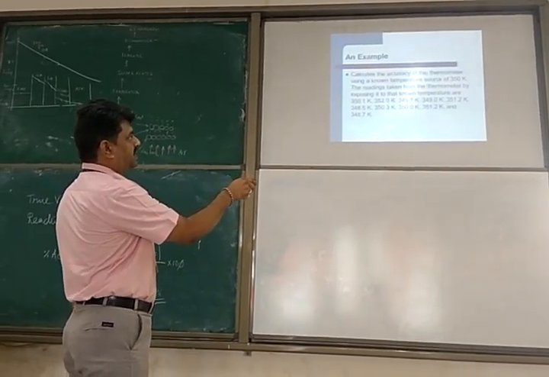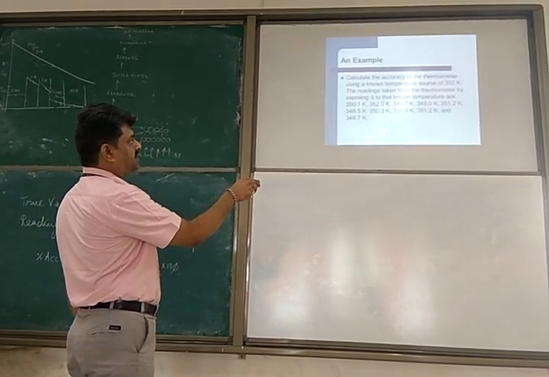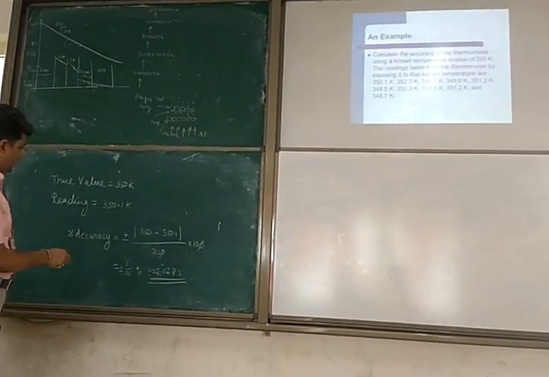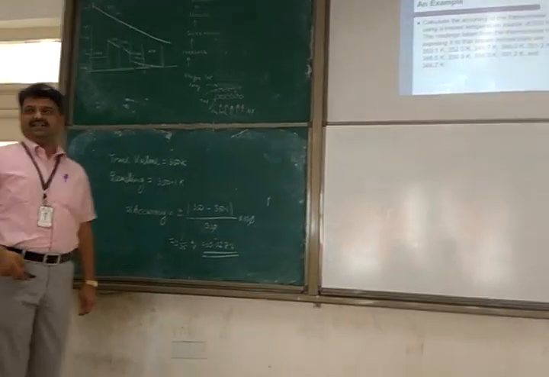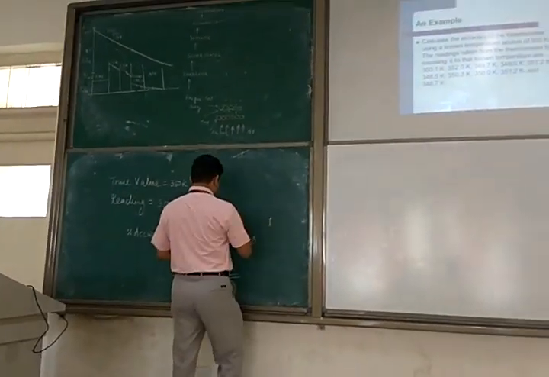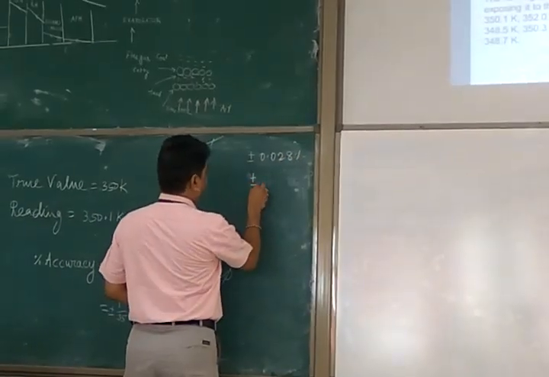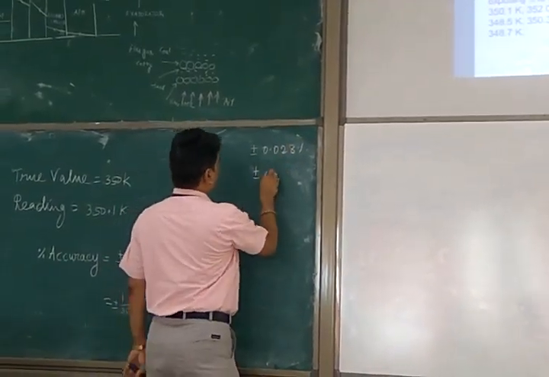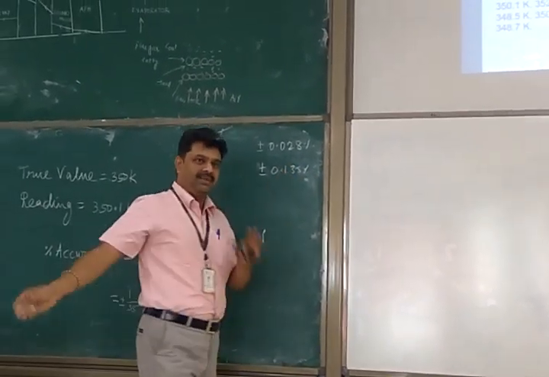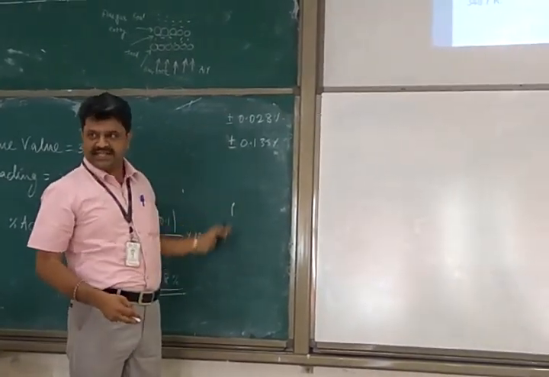352.0, 359.7, 349.0. Like that for all these readings individually I have to compute. For every reading I will get one accuracy like that. Let us say the first reading I have plus or minus 0.028%. The second reading probably 0.135 something. I'm just randomly writing some numbers. But actually when you compute you get 10 readings means 10 such numbers you will get.